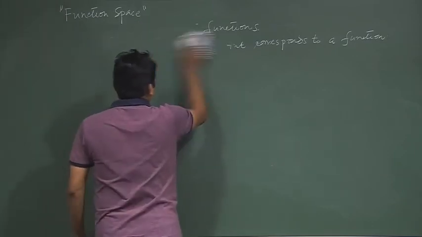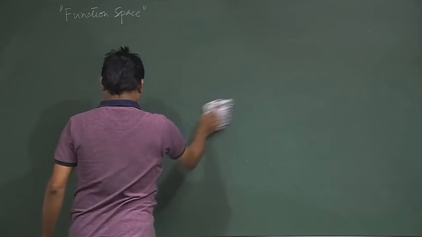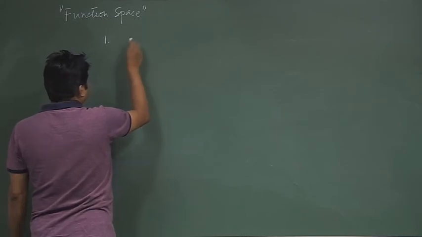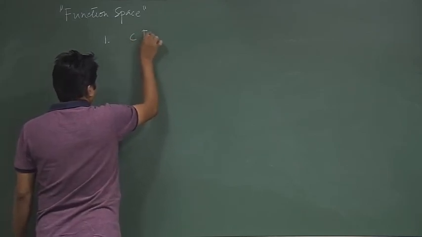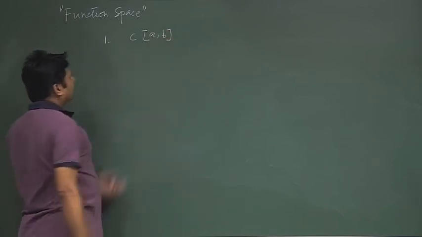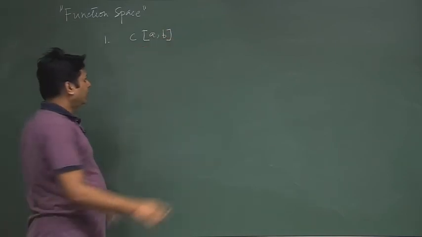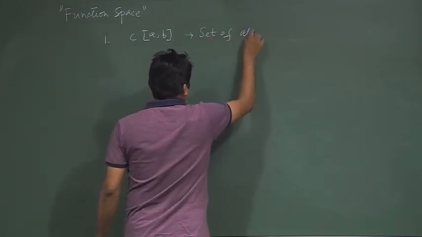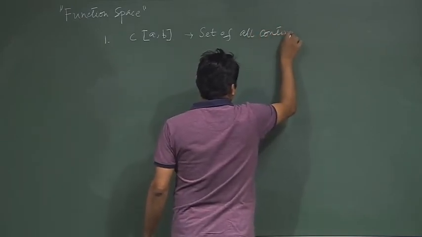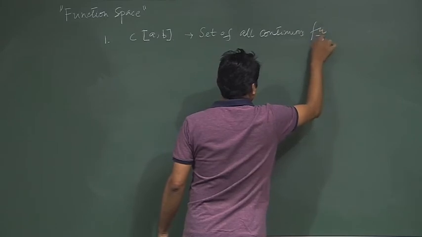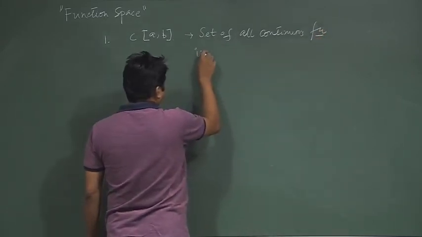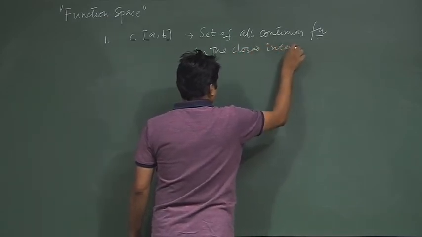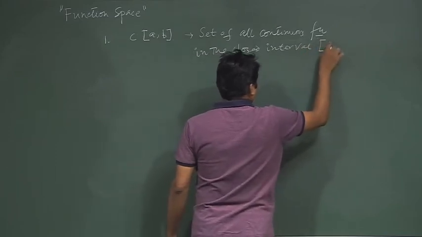So if this is the case, then we should have some examples which are important. For example, C[a, b]: this is the set of all continuous functions in the closed interval [a, b].